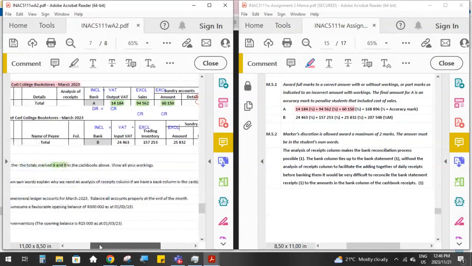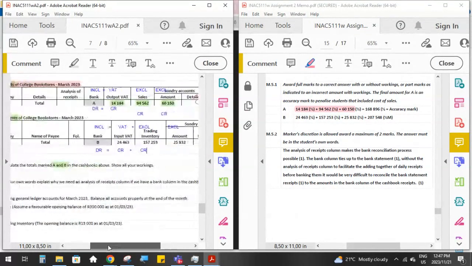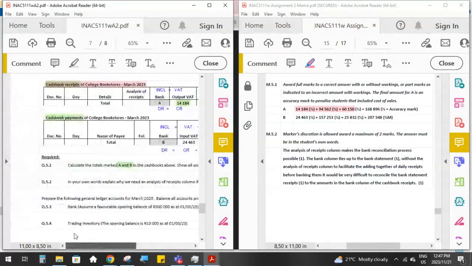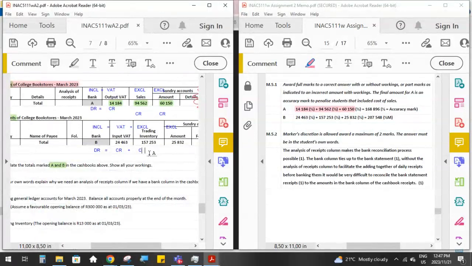And because this one over here is our cash book payments, bank is going to get a debit because it's increasing. VAT is going to get a credit because it is input VAT that I'm claiming back. Trading inventory is going to get a credit because, what's this one? Cash book payments. Oh, other way around. Sorry, guys. Let me quickly go back before I confuse you.